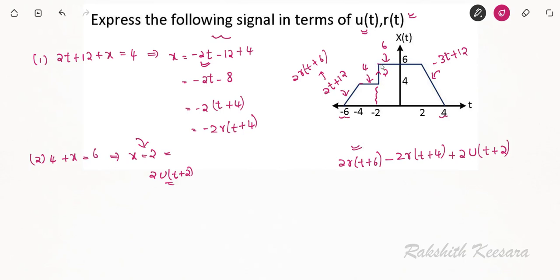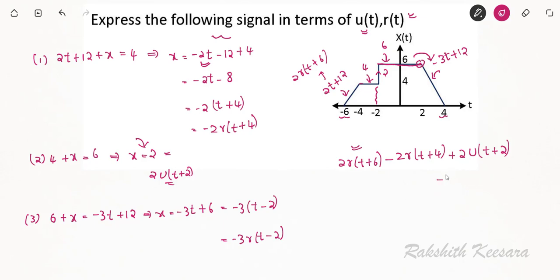Next, this unit step is continued till t equal to 2. At t equal to 2, this is being converted into -3t plus 12. So third step is 6 plus x will be -3t plus 12. From this x will be -3t plus 6. So I will take -3 as common here: t minus 2. That is -3 into r of t minus 2. For this I should again add minus 3 into r of t minus 2.